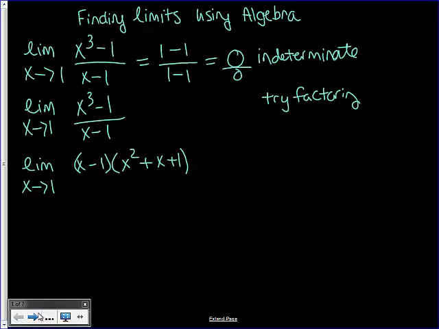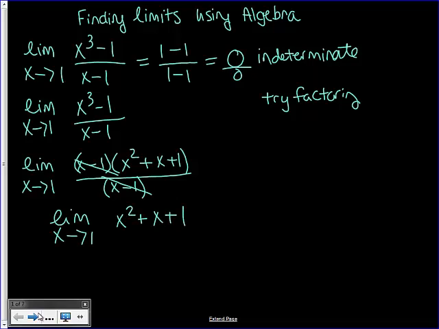times x squared plus x plus 1. Now if you can't remember how to factor those, go back and look at your factoring notes from the beginning of the year, over x minus 1. Well look, my x minus 1 and my x minus 1 cancel. So now I am left with the limit as x approaches 1 of x squared plus x plus 1. So now let's plug in 1. Now I no longer have to write my limit. We're just going to say 1 squared plus 1 plus 1. Well, that is 3. And that is my limit.